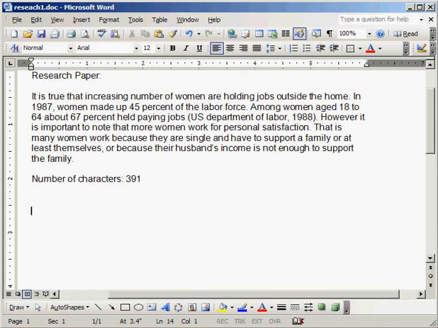In this sample demo, we are going to show you part of a research paper. We have already written some text on the screen in front of you, and also the number of characters that we used, which is 391.